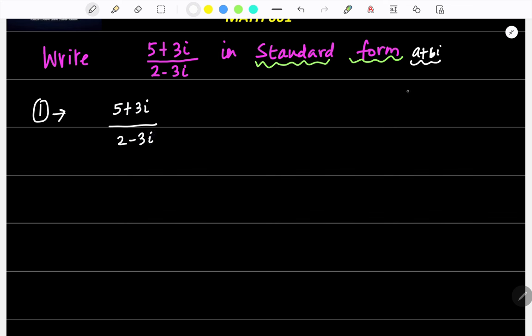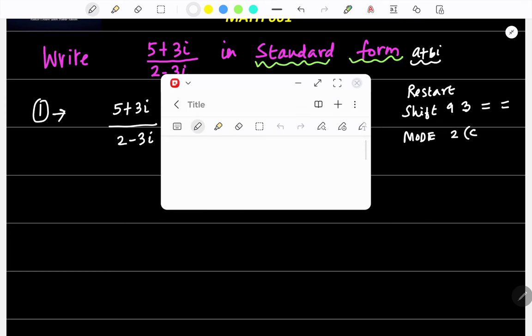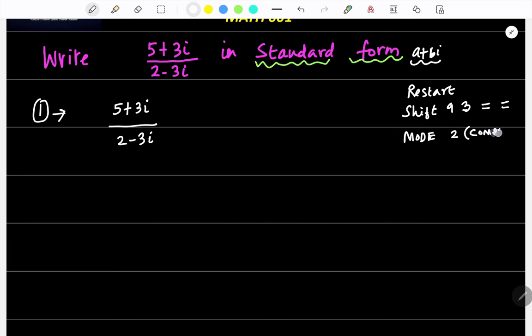Before going to this question, take your calculator. First, restart your calculator. Restart is shift 9 3 equal. After that, please press mode and then press number 2, which is complex mode. If you get complex mode, the screen will show you the word complex here. You can see it on the calculator screen.